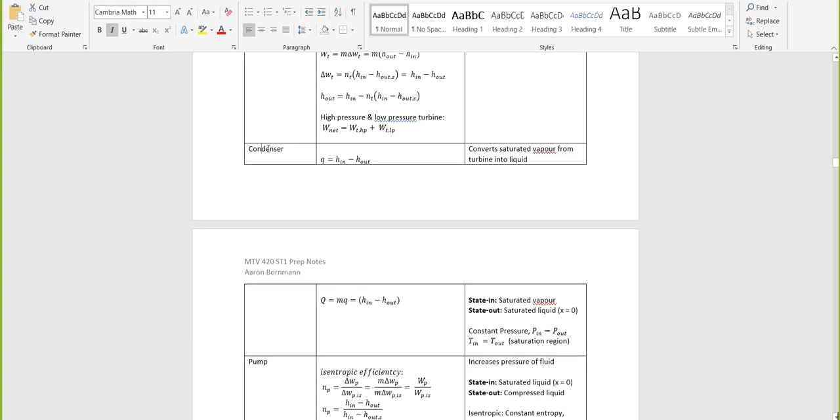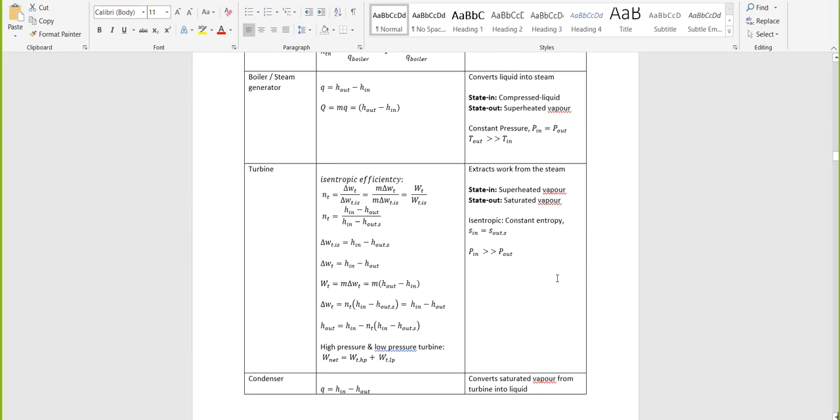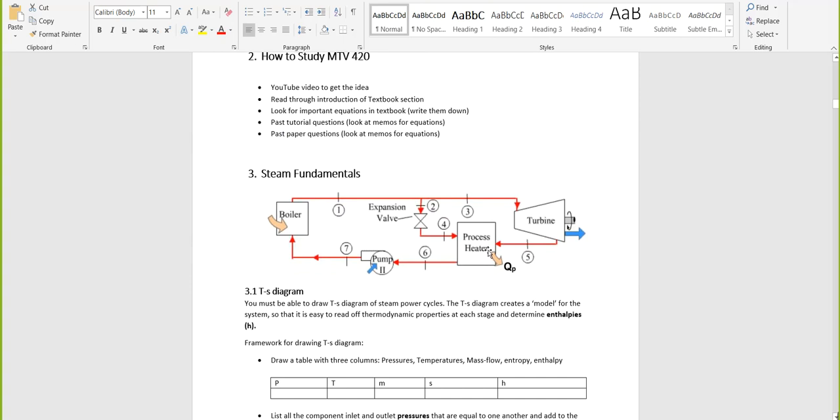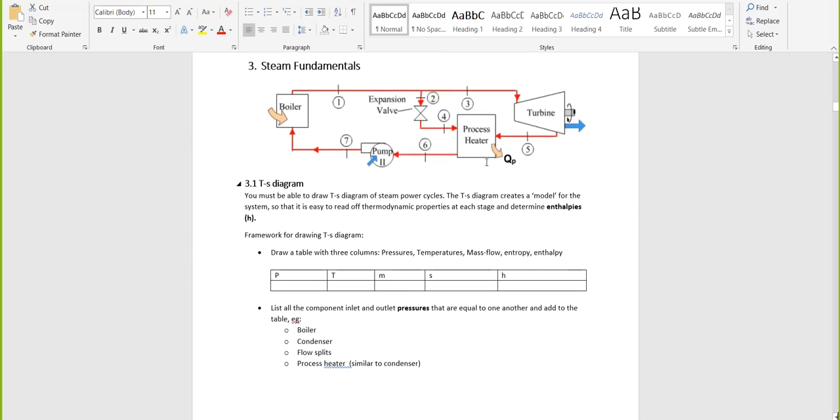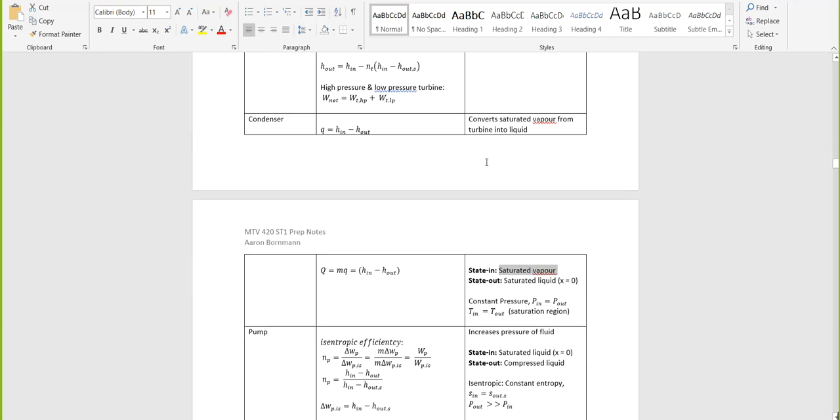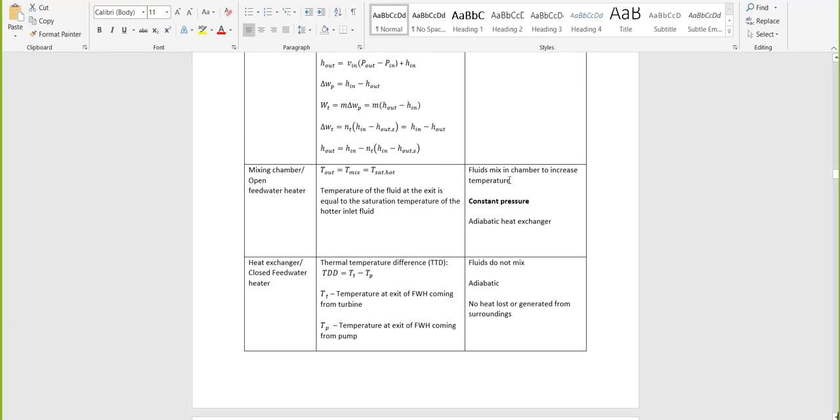You have your condenser. Your condenser is this thing here, your process heater / your condenser. But just take note, we're going to go through a question and I outline everything in here.